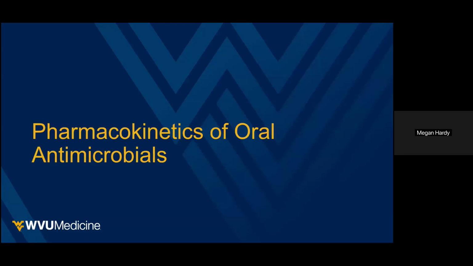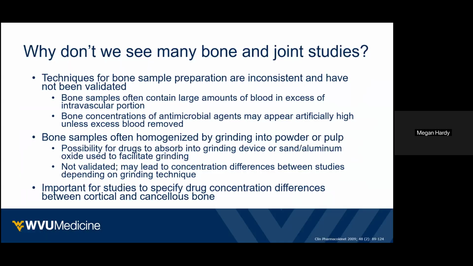So I want to jump into some of the pharmacokinetics of our oral antimicrobials here and why we can choose to use them in bone and joint infections. But starting with why we don't see very many bone and joint studies. We do see a lot of studies on oral antimicrobial therapy, but not a lot of specific studies on bone and joint. That's because the techniques for bone and joint sample preparation are very inconsistent and haven't been validated. Bone samples, when they are taken, often contain large amounts of blood in excess of the intravascular portion, and bone concentrations of antimicrobial agents may appear artificially high unless excess blood is removed because of that.